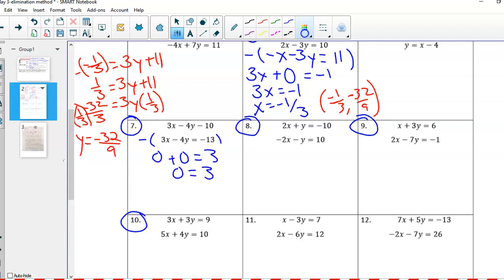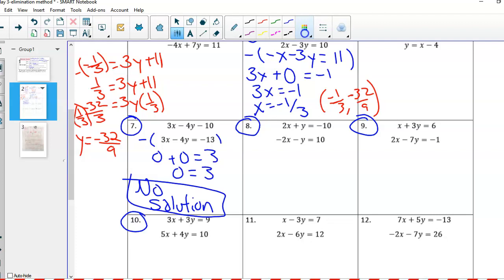What does that mean? Undefined. Not undefined. 0 is not the answer. Does 0 equal 3? No. So it's no solution. That means no matter what numbers you put in for x and for y, they will not work at all. Ever.